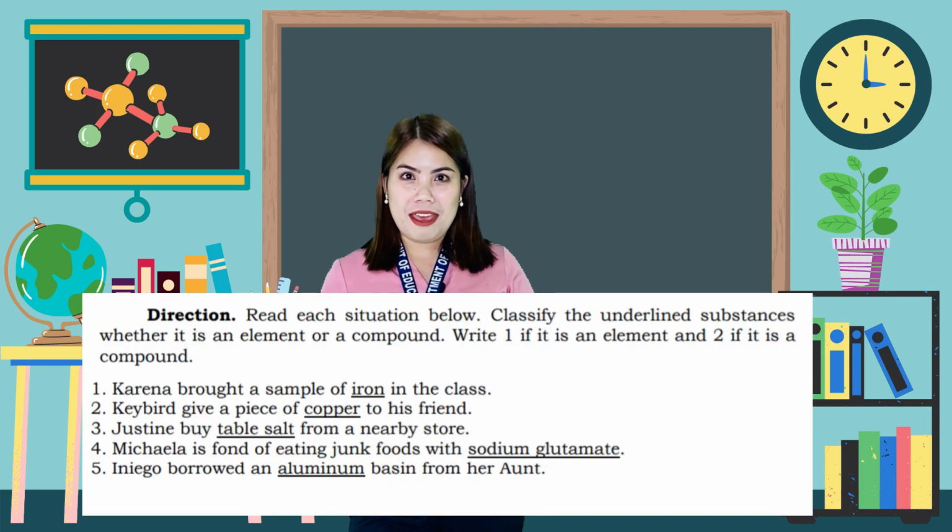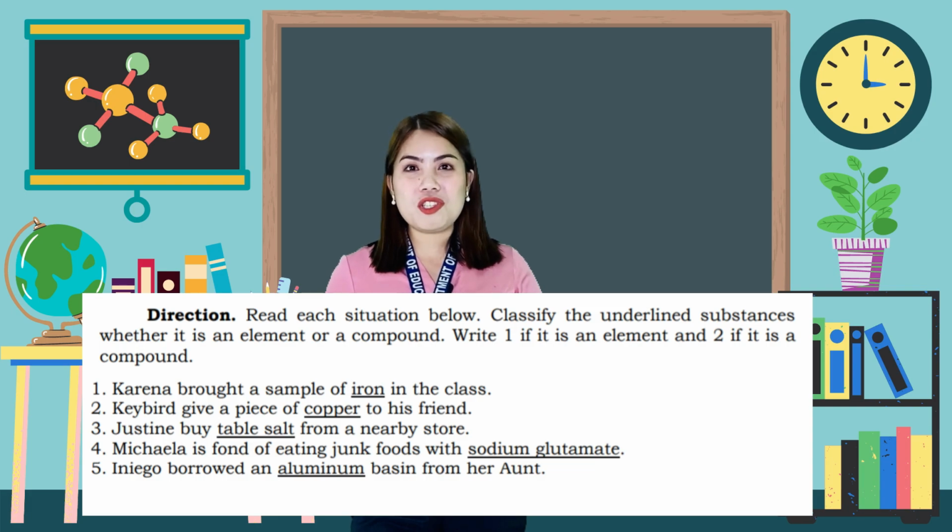In our lesson, you learned that elements are composed of only one type of atom and they cannot be broken down anymore, while compounds are composed of two or more elements that are chemically combined, and they can be broken down into their component elements through a chemical process. This time, let us find out how well you understand our lesson today. Please bring out your module and answer the activities on pages 24 and 25. Write your answer on a separate sheet of paper.